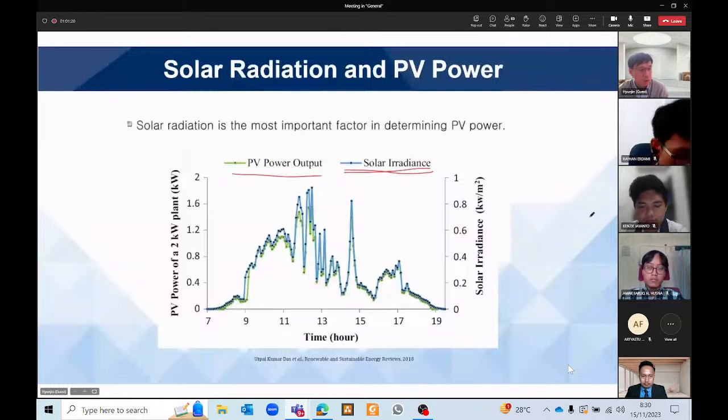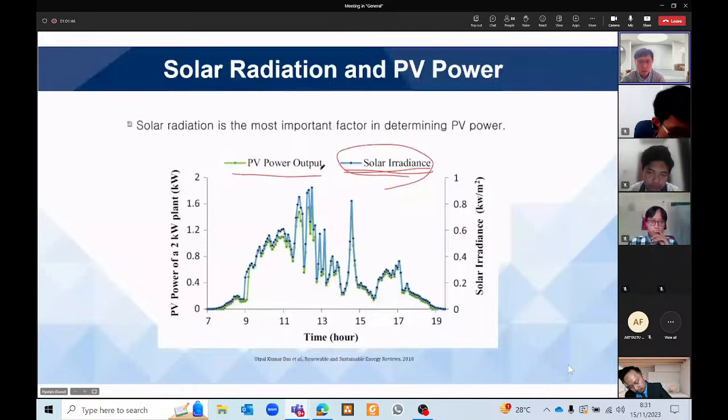You see the solar irradiance and PV power are almost proportional to each other. So what's important? If you want to estimate PV power, it's really important to estimate solar irradiance. So if you know the solar irradiance, then you can calculate PV power. That's the reason we study solar irradiance. Here, I want to clarify some terminology.